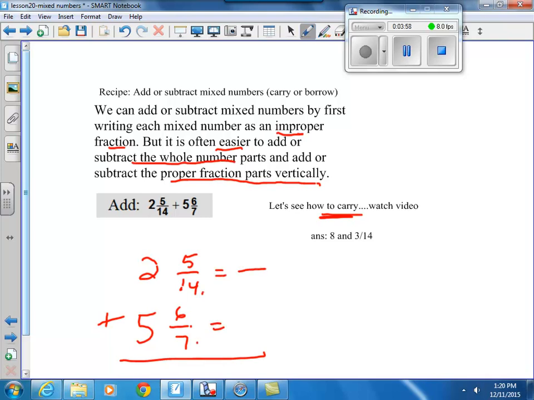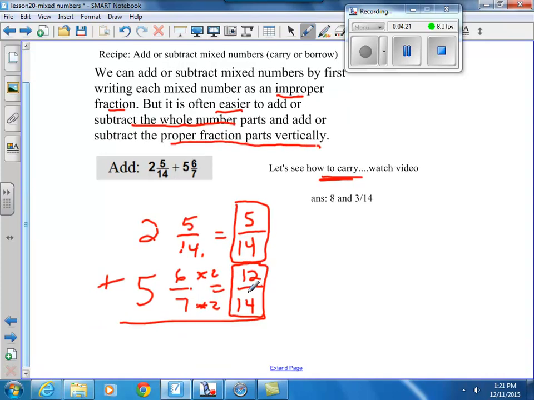LCD with 14 and 7 is obviously 14. 7 goes into 14 twice, so you can almost be like 7 times 2 is 14, 6 times 2 is 12. So you want to write these equivalent fractions over here. This stays 5/14. Now that we have the same denominator, 5/14 plus 12/14 is 17/14.